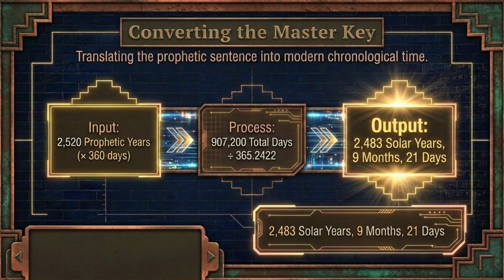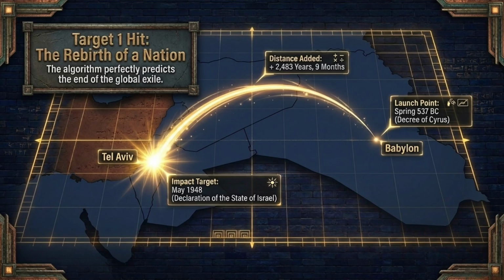Okay, so you have the exact duration in modern time. Now you need the starting gun. Historically, the 70-year Babylonian exile ended when Cyrus the Great of Persia conquered Babylon and issued a decree allowing the Jewish exiles to officially return to their land. Historically, this occurred in the spring of 537 BC. So if you start the clock at the spring of 537 BC and you add exactly 2,483 solar years and roughly 9 months, you land precisely in May of 1948. May 1948 is the exact month and year the modern state of Israel was officially founded.